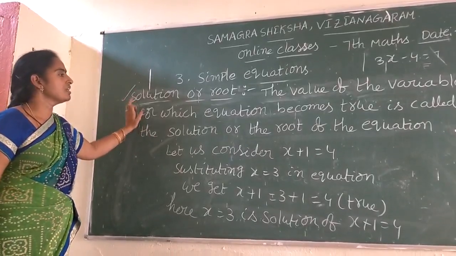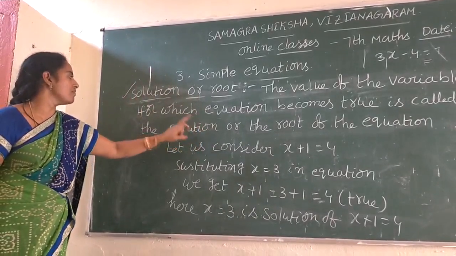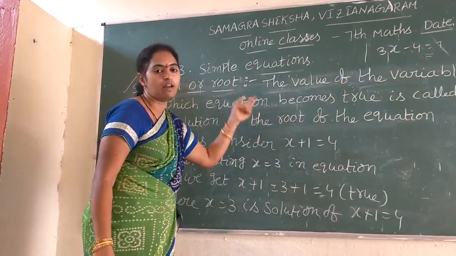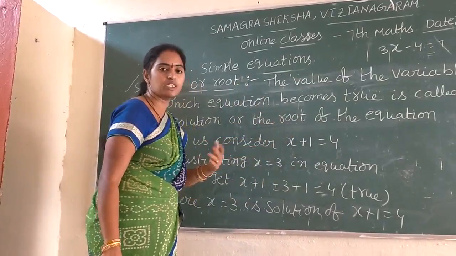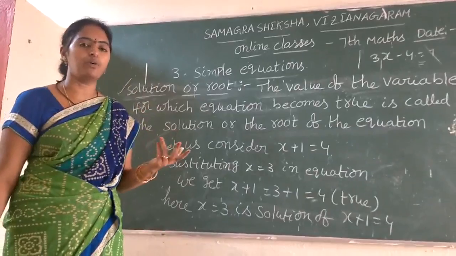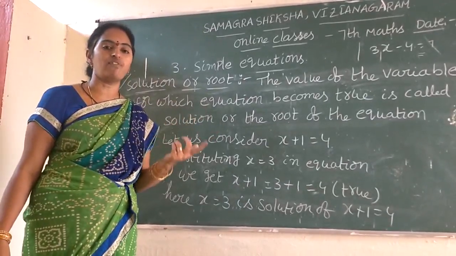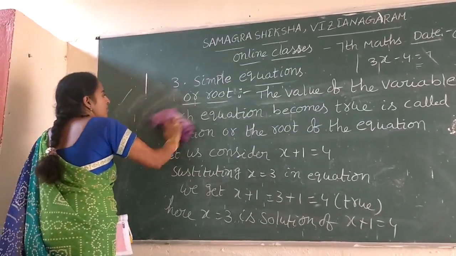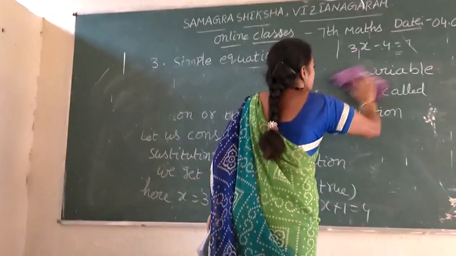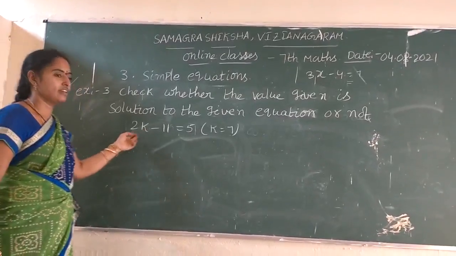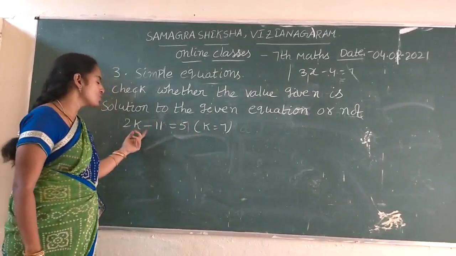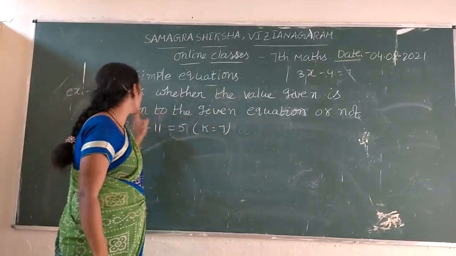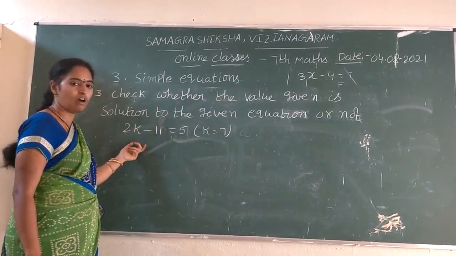That is, what is the solution? The value of the variable for which the equation becomes true is said to be the solution or root of the simple equation. Next, for any variable value, we have to check whether the equation becomes true or false. The next example is to verify the root. Now we have to check whether the variable value is a solution to the given equation or not. So here, check whether the value given is a solution to the given equation or not.